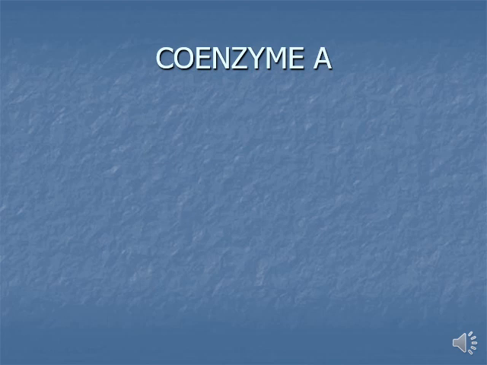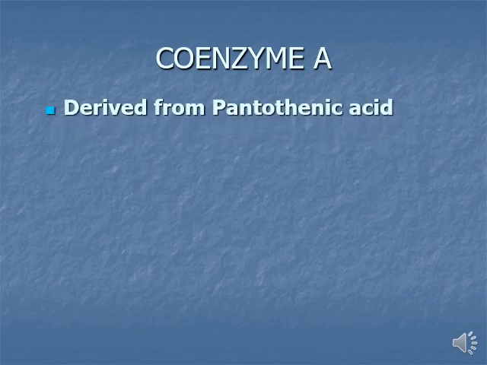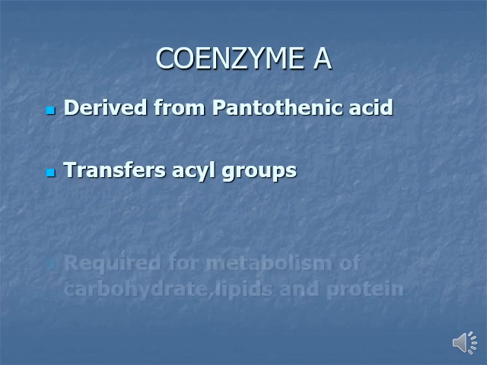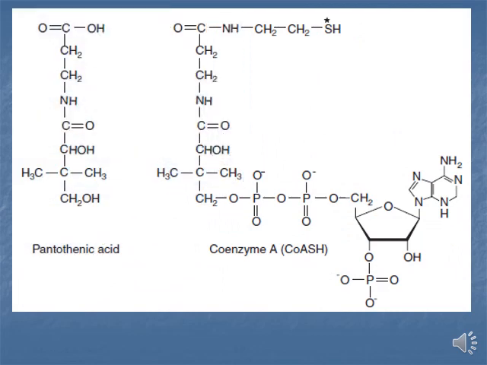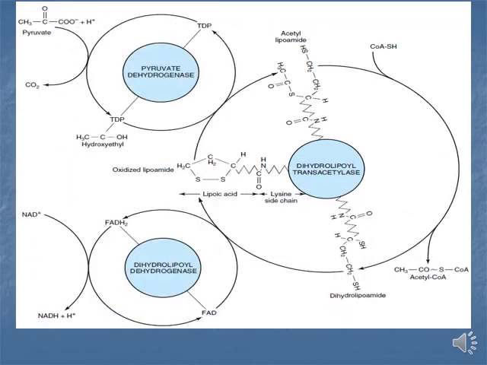Coenzyme A. It is derived from pantothenic acid or vitamin B5. It transfers acyl groups. It is required for metabolism of carbohydrate, lipids and protein. These are the structures of pantothenic acid and coenzyme A. This diagram shows the oxidative decarboxylation of pyruvate to acetyl coenzyme A catalyzed by the multi-enzyme complex pyruvate dehydrogenase containing three enzyme activities: pyruvate dehydrogenase, dihydrolipoyl transacetylase, and dihydrolipoyl dehydrogenase. Here the role of coenzyme A is to transfer the acetyl group from acetyl lipoamide to form acetyl coenzyme A.